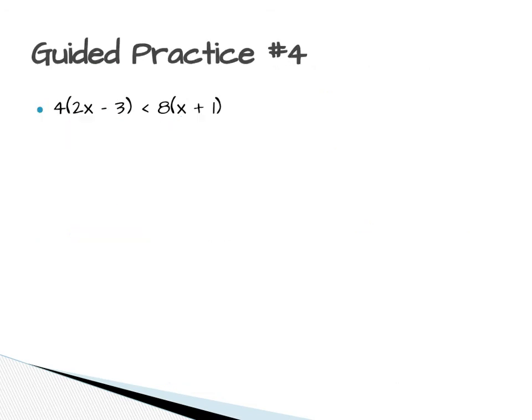Guided practice 4, I want you to try this on your own. The answer is either going to be all real numbers or no solution. You tell me. Okay, if you did it correctly, you should get all reals. What you need to do is distribute the 4 and then distribute the 8. Then you'll have the same number of variable on either side, mark them out, and then see if what you have left is true.